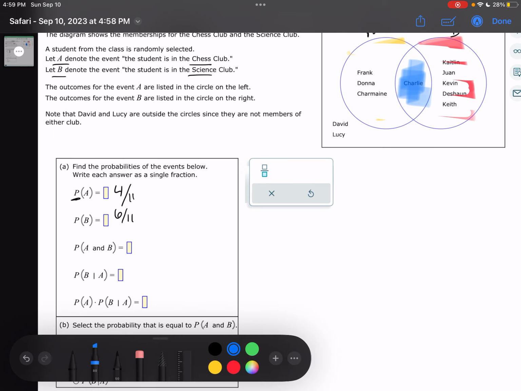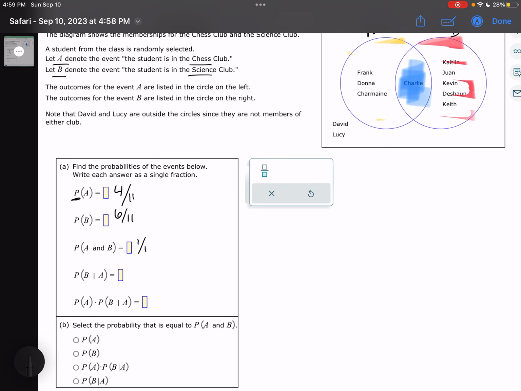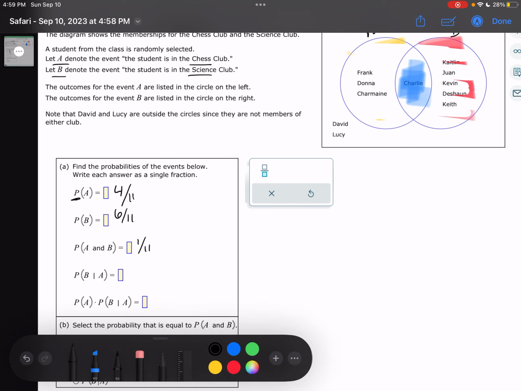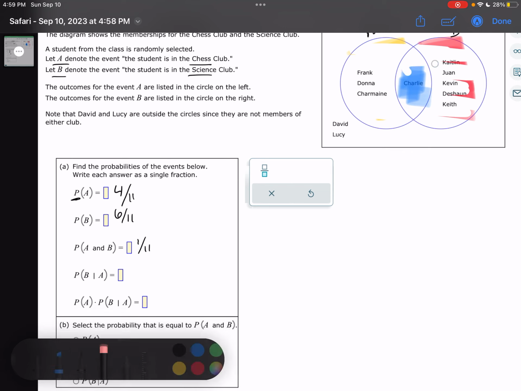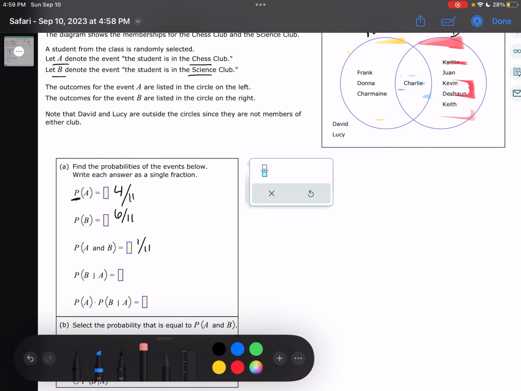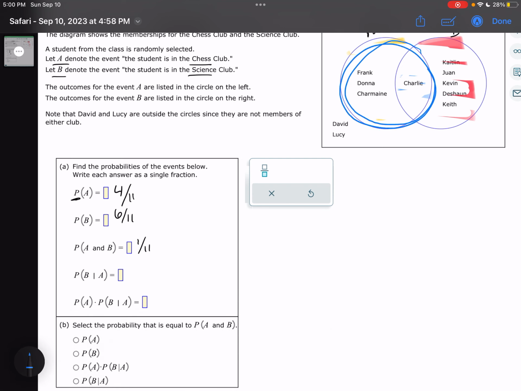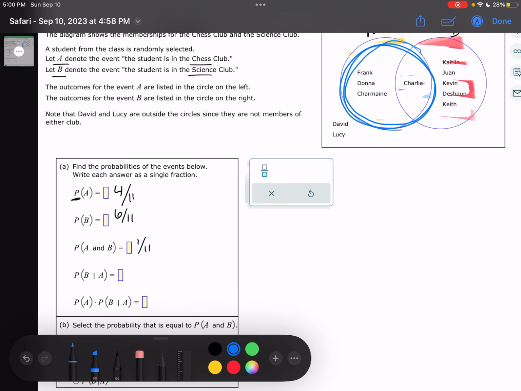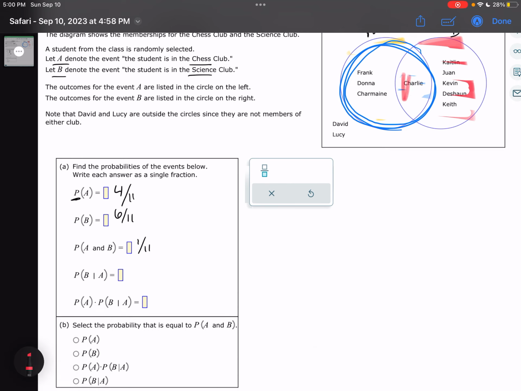And there is 1 there out of the 11 students. The next one is B given A. So that means that I am given circle A and just circle A. So I'm only paying attention to this circle right here. And then, given circle A, how many students are in B?